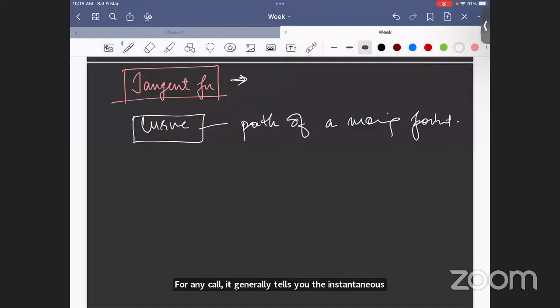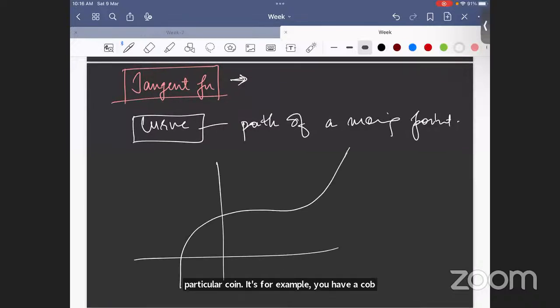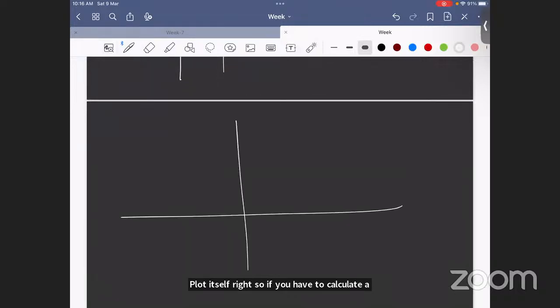If you are able to plot a tangent at n number of points on the curve, you'll see that you are basically drawing the curve itself. For example, you have a curve somewhat like this. If you draw a tangent at every point, you'll see that you are basically drawing this plot itself. So if you have to calculate a tangent, for example, you have a curve somewhat like this.